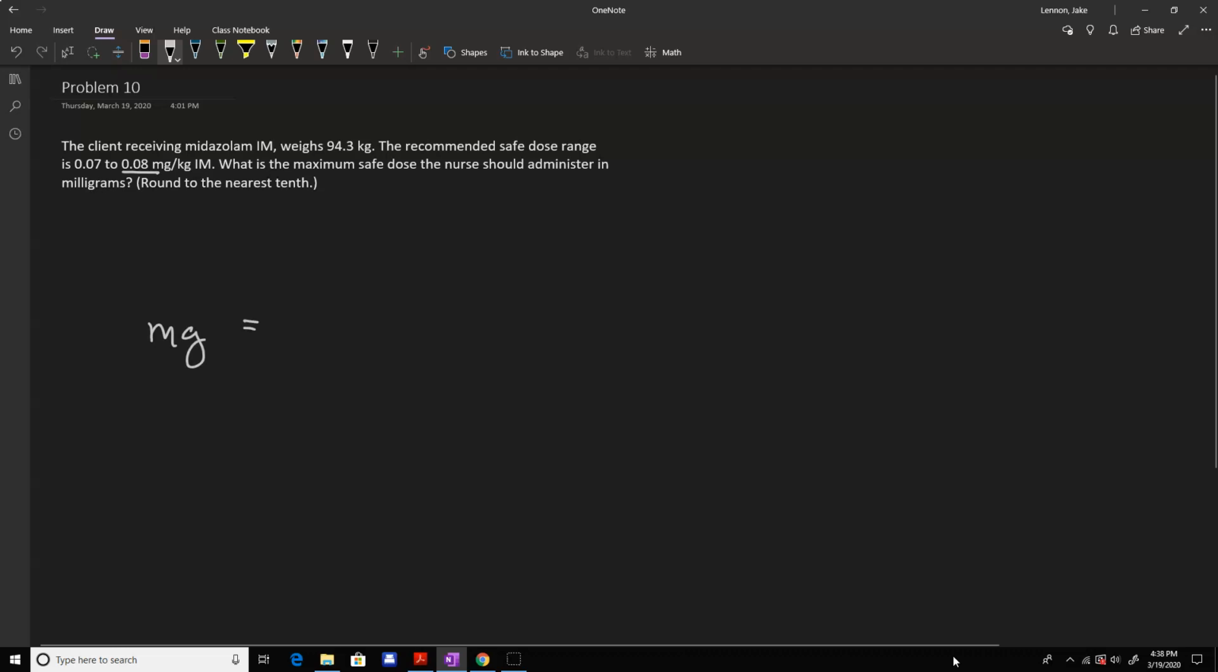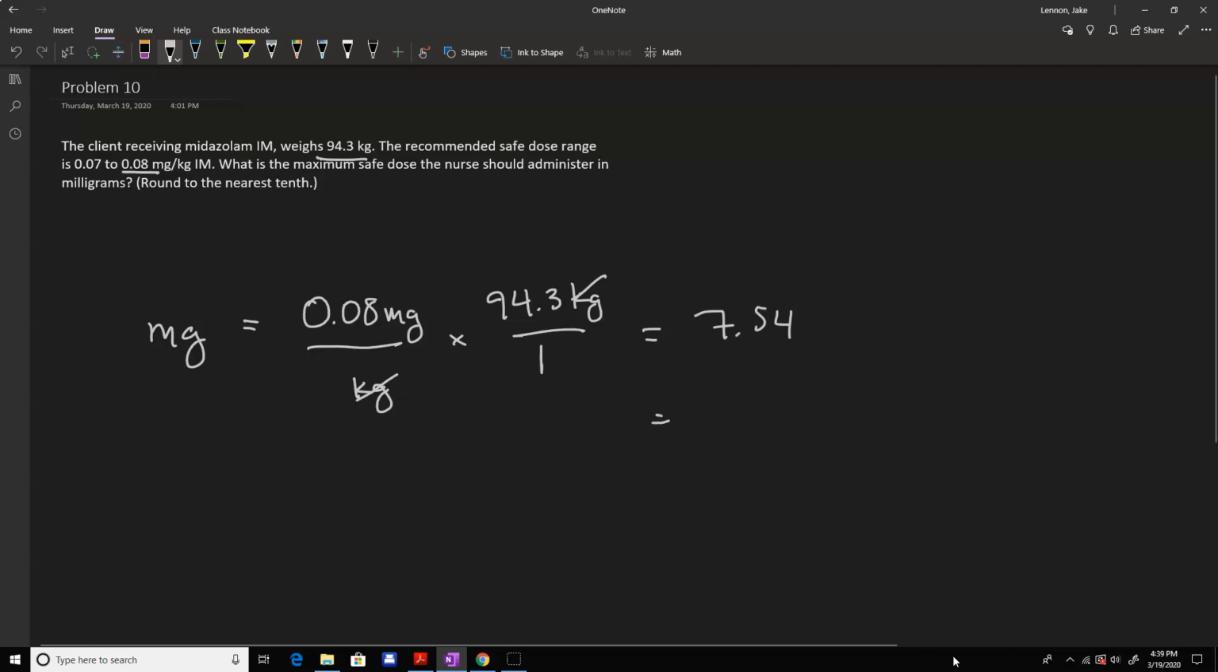And basically, we're going to use that bigger number, 0.08 milligrams per kilogram. And then that's all we need to do from there: multiply by the patient weight, which gets a placeholder. So that's 94.3 kilograms over the placeholder of 1. And this will give me the max safe dose. So just multiply those two numbers. And we get 7.54. So that rounds to the nearest tenth, which is what they ask for. So that's 7.5 milligrams is our maximum safe dose.